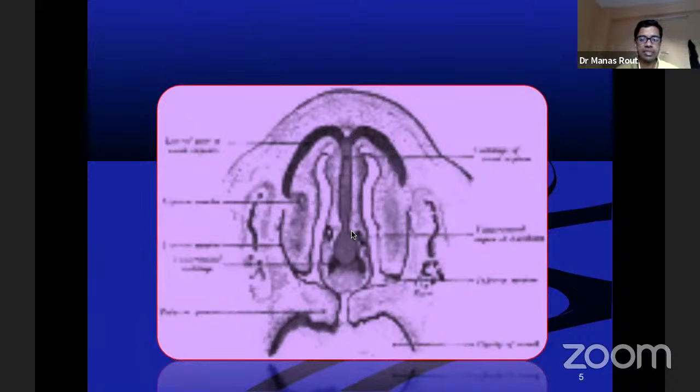Now I can see this picture here. This is the nasal cavity, coronal section. This is the septum, with the nasal cavity on both sides, and this is the palate. Now this is the oral cavity. So this is how it slowly develops by the medial nasal, lateral nasal, maxillary, and frontal nasal processes.